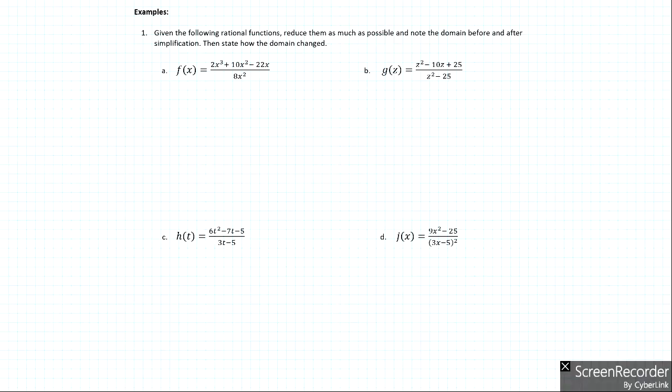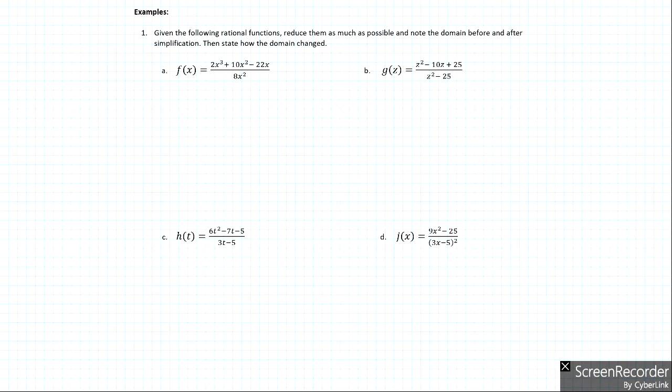In this video, we're going to start talking about how we can talk about domain changes when we're reducing rational functions. Before, we have practiced with reducing rational functions in general, but the focus today is, in addition to simplifying the expression, we want to talk about how that affects a domain along the way.